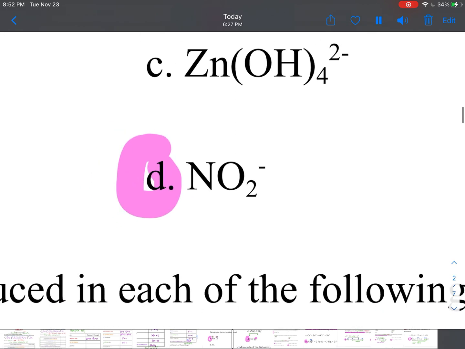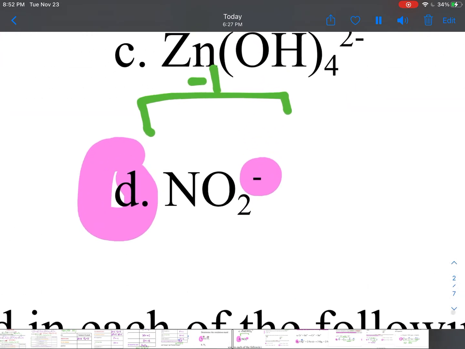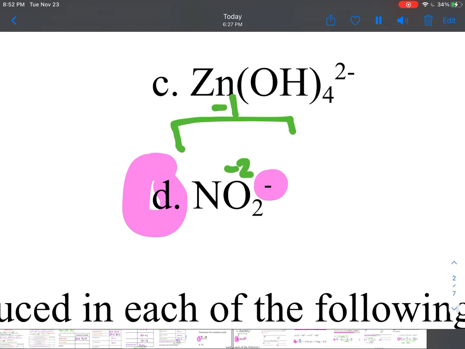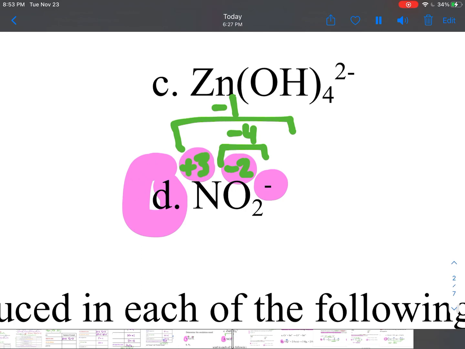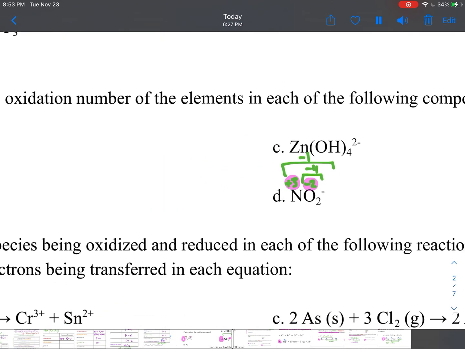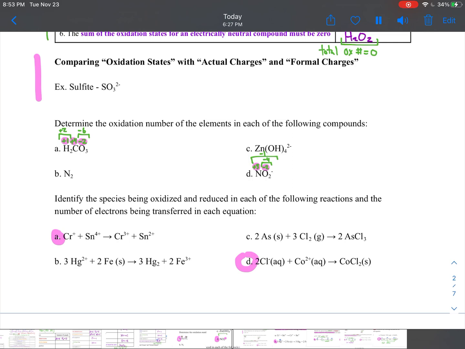Jumping to D, all right, we have an ion, which means that the total charge on this NO2 must be -1 when we're done. Well, we know that oxygen is -2, and we have 2 oxygens. So if we add up the oxidation numbers, that would be -4. Therefore, what must be the charge on the nitrogen? Well, if the whole compound is -1, this one must have an oxidation number of +3. So what I'm highlighting in pink are the oxidation numbers of the elements. Great. Moving on to the next part then.